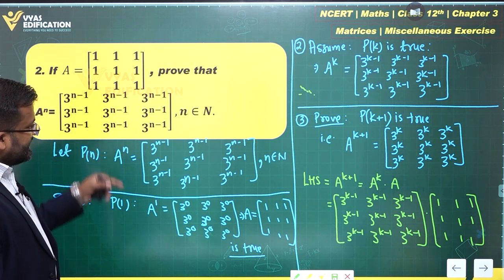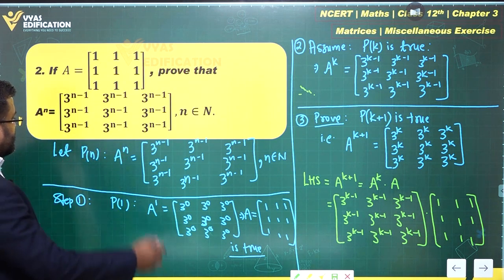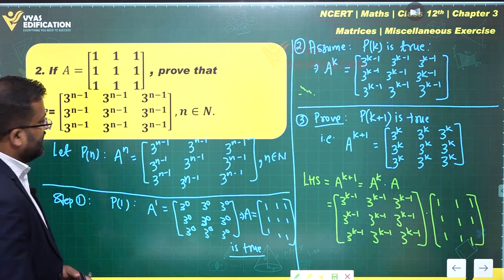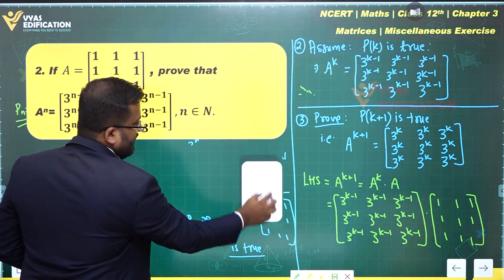Can we erase this? Yes. This is the statement Pn, so let me write Pn over here, and P1 is true. Nothing else is important in this, so let's get rid of this one.